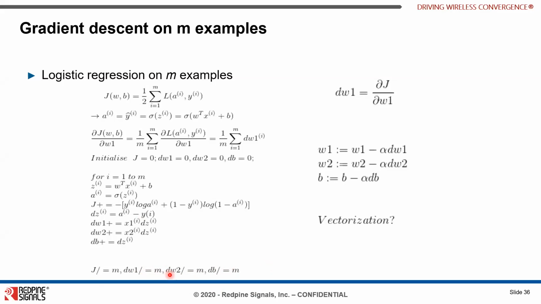Okay, so this is how we do logistic regression on m examples, for i equal to 1 to m, where i is running from 1 to m. This is using a for loop. However, there is one problem here with using a for loop: it makes a lot of delay. You need to iterate over all the individual training samples.